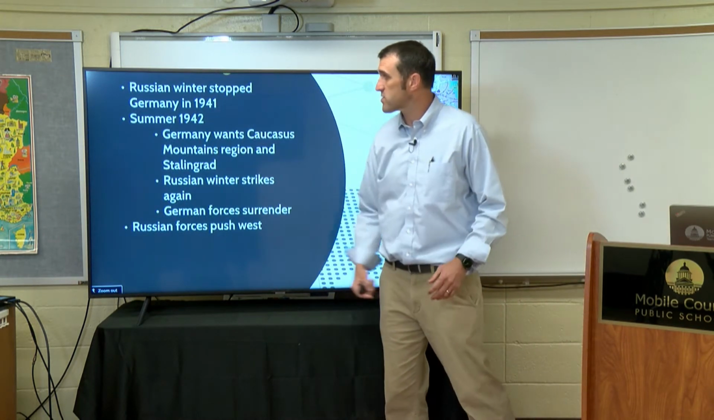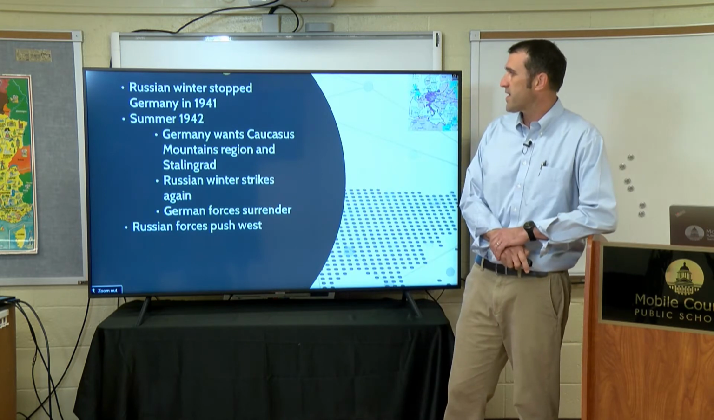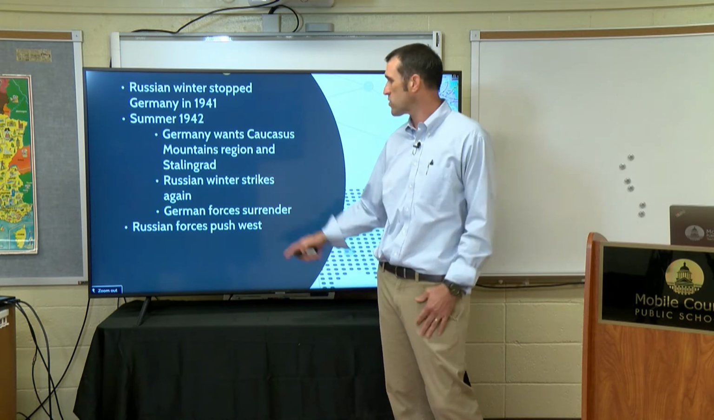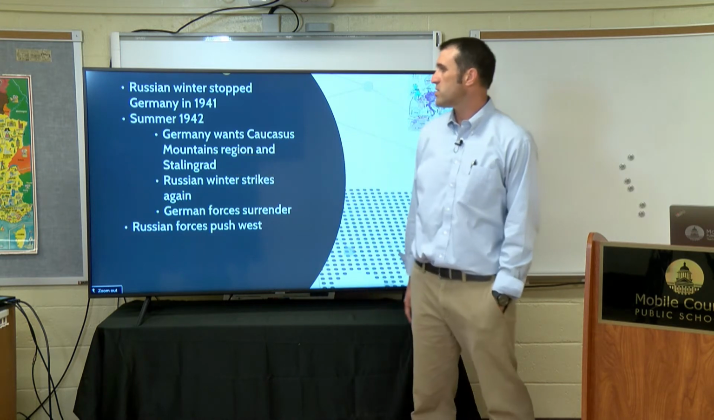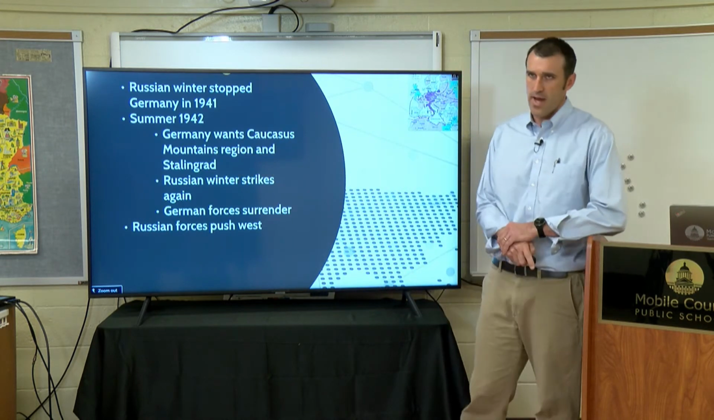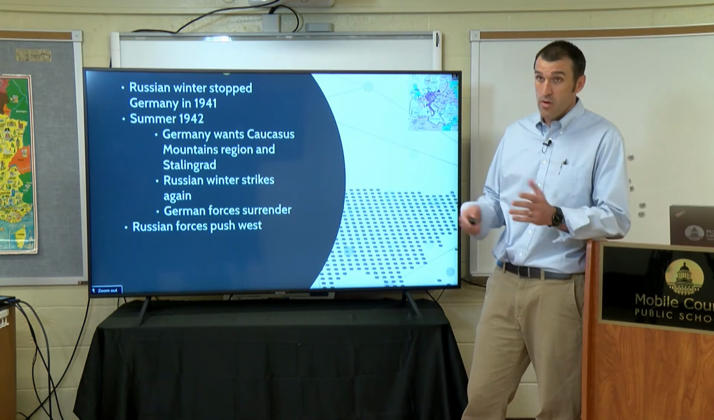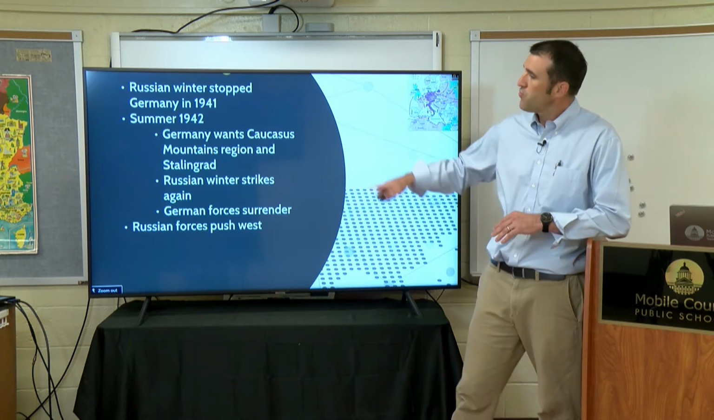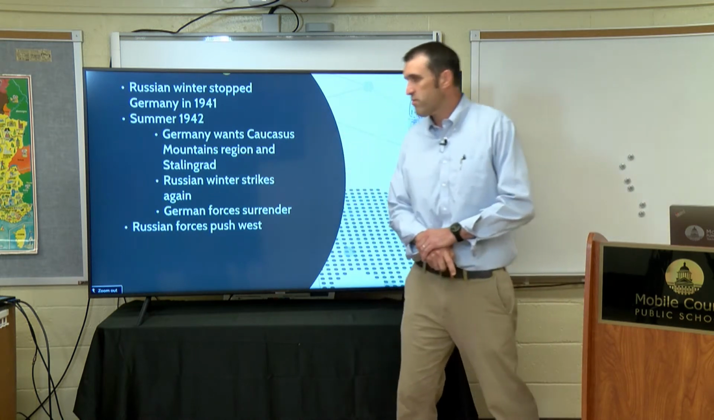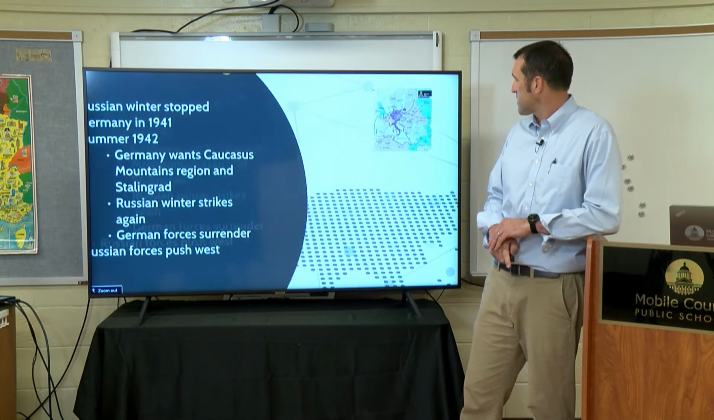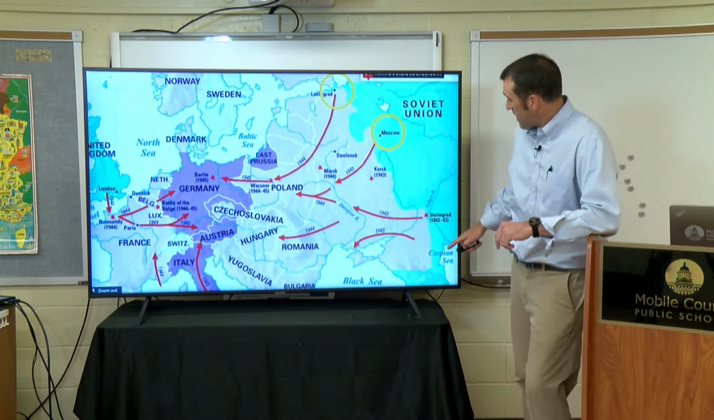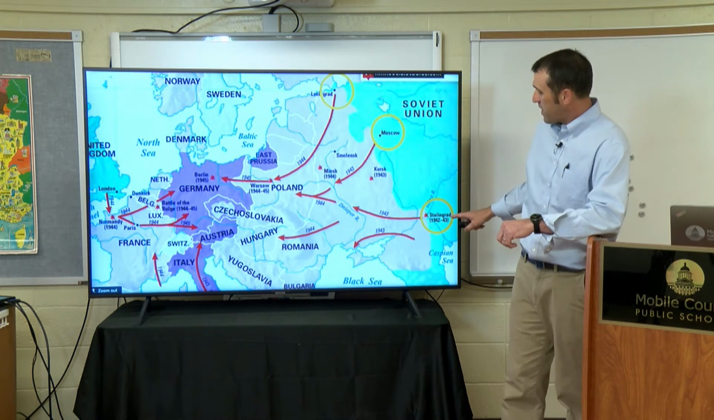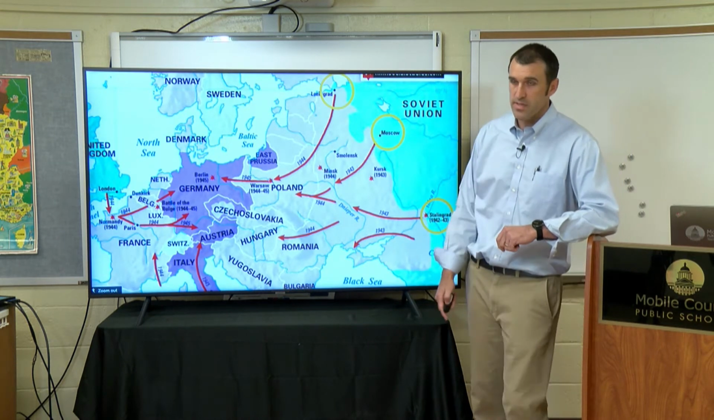But jump ahead to the summer, and Germany picked up its fighting again, and they turned their attention to the Caucasus Mountains region, which was rich in resources and oil, and to the Soviet city of Stalingrad. Now, the leader of the Soviet Union at the time was Joseph Stalin. So you know, if he's got a city named after him, he ain't gonna let that city go easily. And so here's the Caucasus Mountain regions and the city of Stalingrad. And some fierce fighting happened there in the city of Stalingrad.